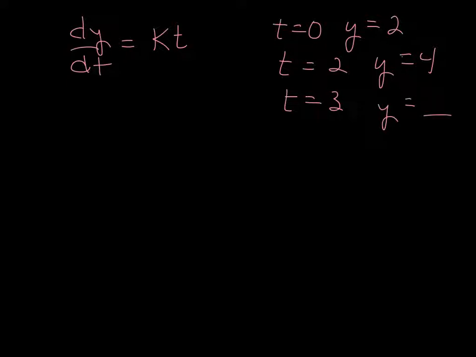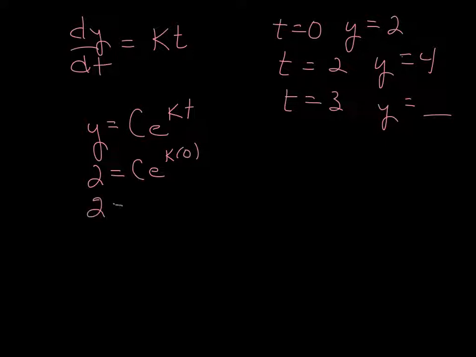Now, we've already integrated this, so we know that our formula is y equals C e to the kt. We did that on our warm-up. Do we know what C is? It's the initial value. What's our initial value? When time is 0, y is 2. Initial value is 2. You can plug in: e to the 0 is 1, so C is 2.